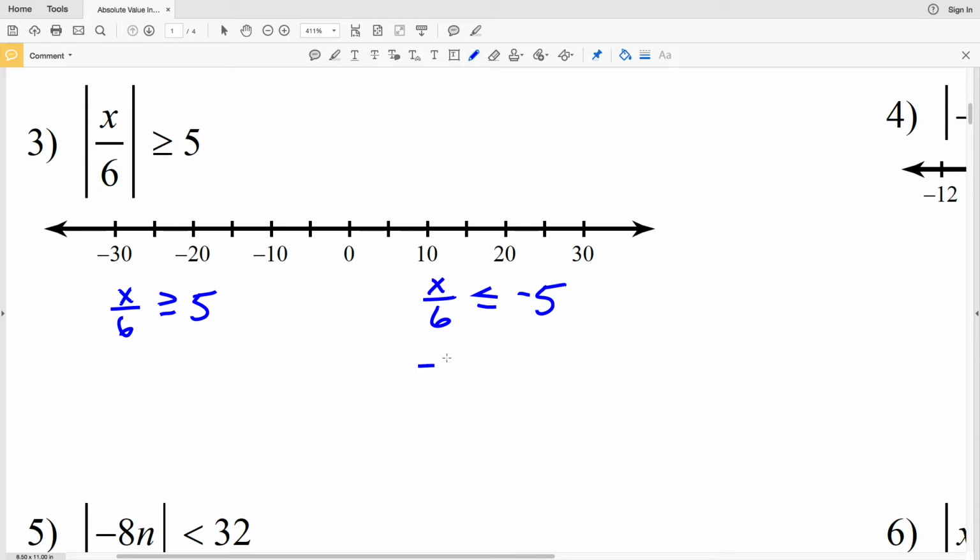Think about it this way. -6 is less than or equal to -5, and the absolute value of -6 is equal to 6, which indeed is greater than or equal to 5. So if you're ever confused on which way the inequality sign should face, go ahead and test out some numbers.